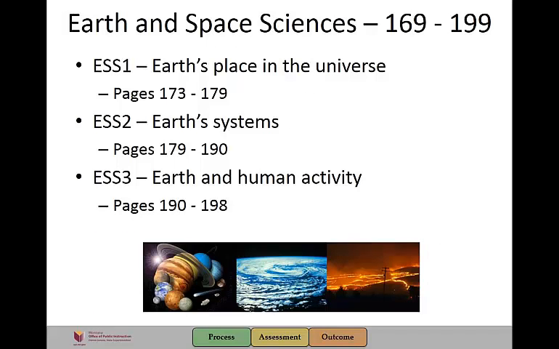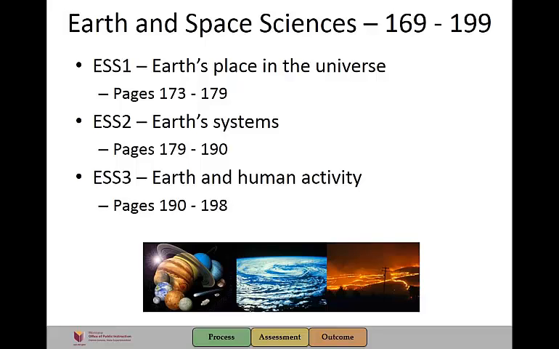Earth and space science is our last category, and it's divided into 3 core ideas. I've again listed the page numbers in the framework and for each DCI. And here are the overarching questions for the 3 Earth and Space Science core ideas. Again, you might want to take notes on your reference document.